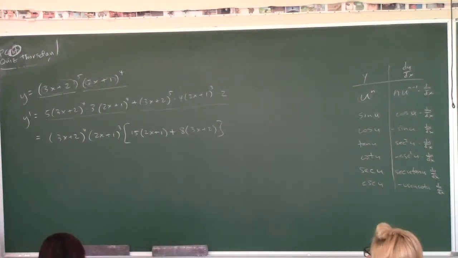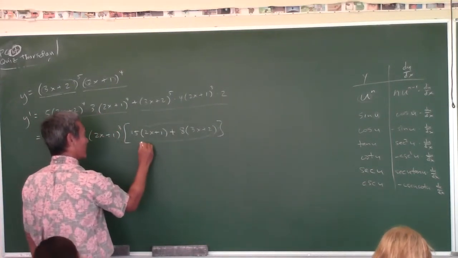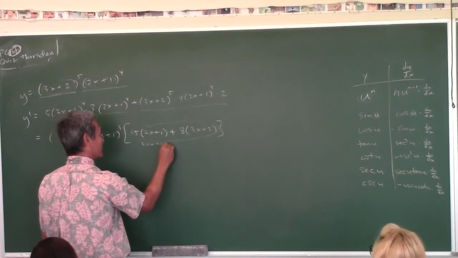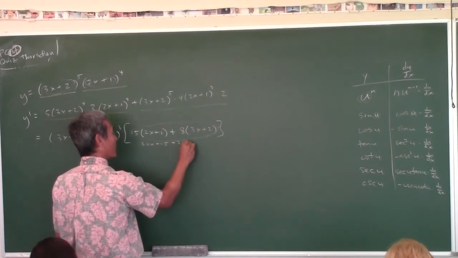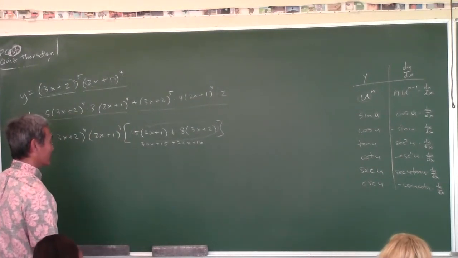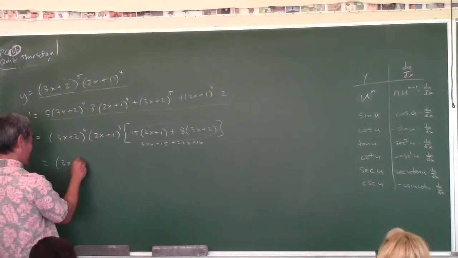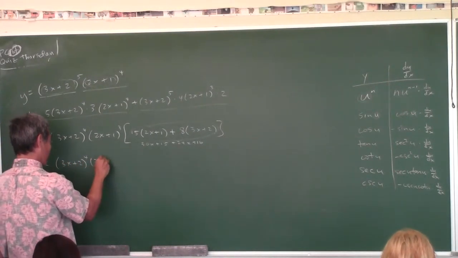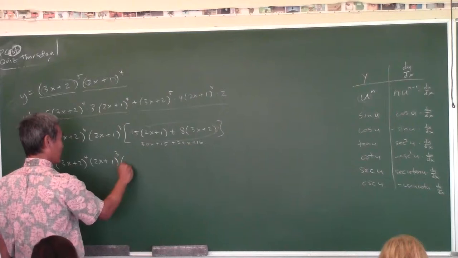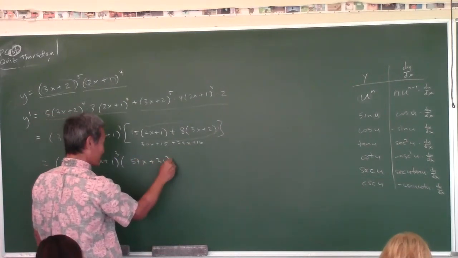Is that good enough? No, you've got to simplify. See, in the brackets here, this can be simplified to what? 30x plus 15 plus 24x plus 16. So what does that all simplify to? Okay, here's your final answer. 3x plus 2 to the 4th times 2x plus 1 cubed times 54x plus 31.